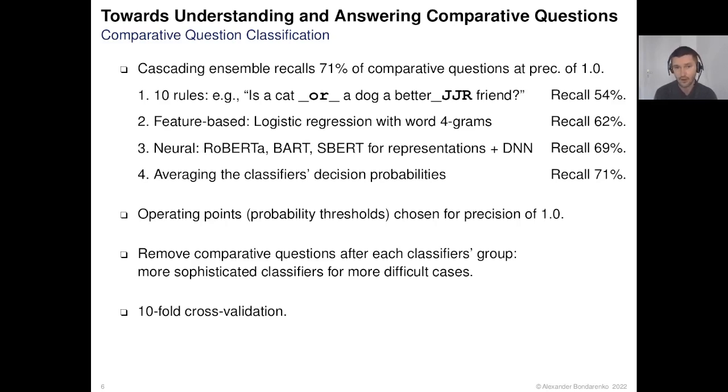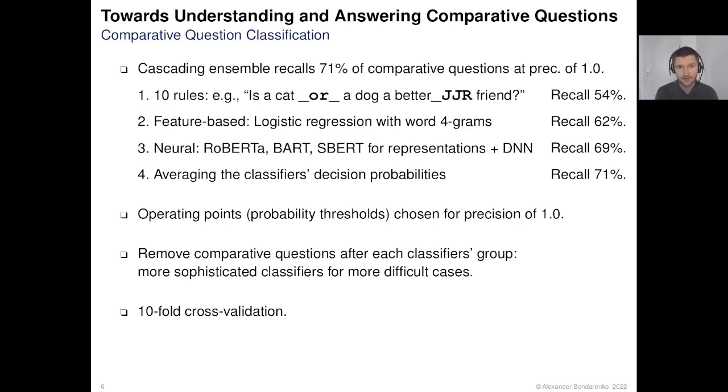Okay, our first classifier is a cascading ensemble that recalls 71% of comparative questions in our dataset at precision of 1. We run our experiments in a tenfold cross-validation setting, and at the first step we handcrafted lexicosyntactic rules to identify comparative questions, like, for example, if a question contains an adverb in a comparative form and a conjunction, or, it should be classified as a comparative.